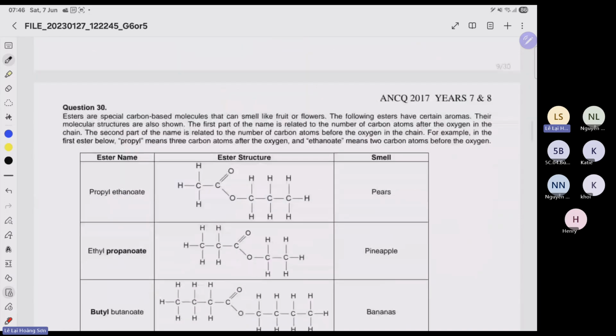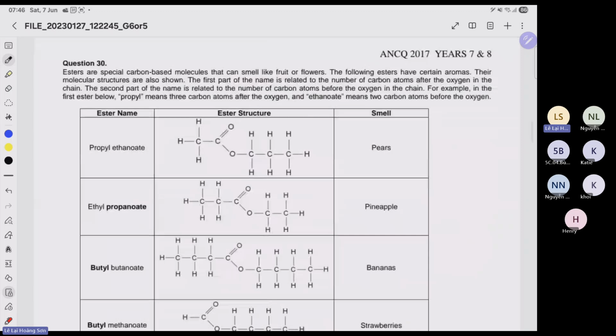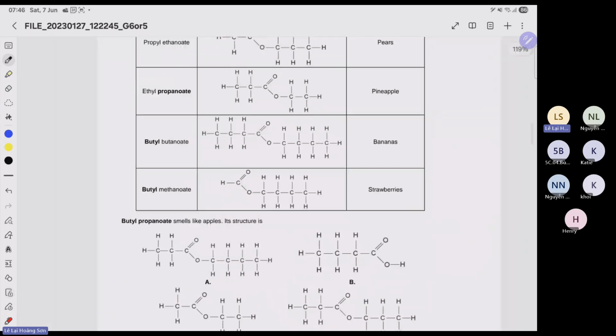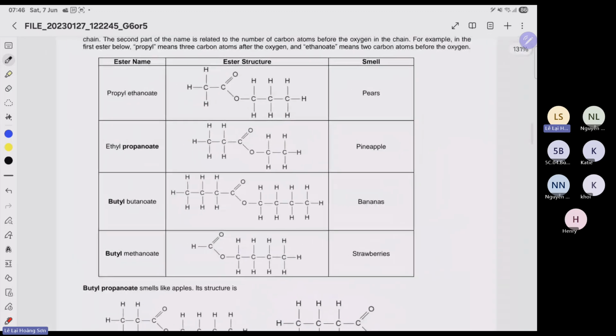And the last question is question number 30. We have what we call ethers. This one is a little bit challenging for you because you haven't learned organic chemistry, but you have to take a look at the pattern. Butyl, butyl. These two compounds have the same butyl part, but are different in the other part.